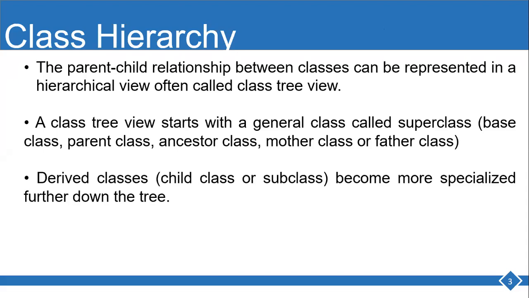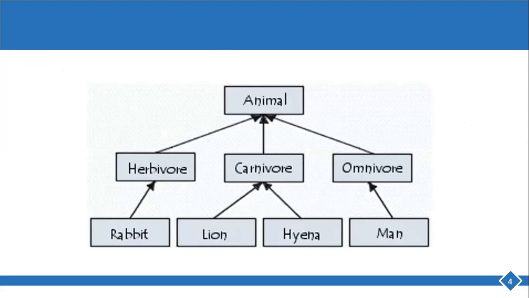A class tree view starts with a general class called the superclass. Here we are calling the initial class a superclass, base class, parent class, mother class, father class, or else ancestor class. Normally we call it a superclass. And the child class, which means the class derived from the superclass, we call the subclass or child class. So this is the example.